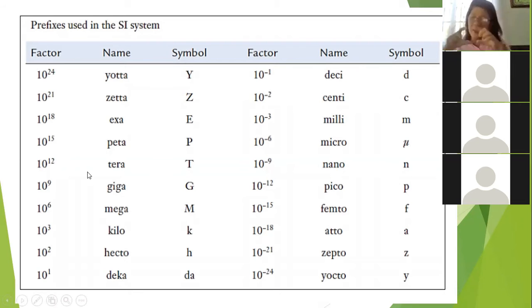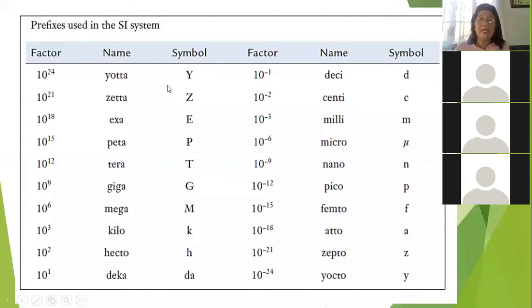USBs which now have 1 terabyte. Hopefully, it will have the peta, 10 to the 15, exa, 10 to the 18, zeta, 10 to the 21, and 10 to the 24 is iota.